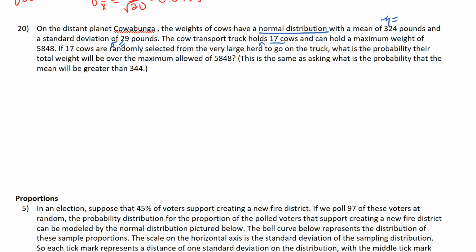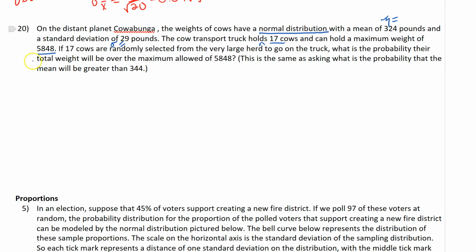And then it says it holds a maximum weight of 5848. So if 17 cows are randomly selected, what is the probability of their total weight being over the maximum allowed of 5848? Well, if you think about this, the total weight is going to be above 5848, which means the mean weight, which is adding them all up to get the total divided by 17, gives us this hint.